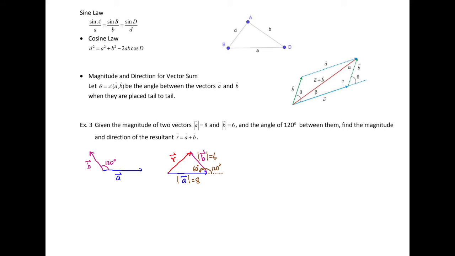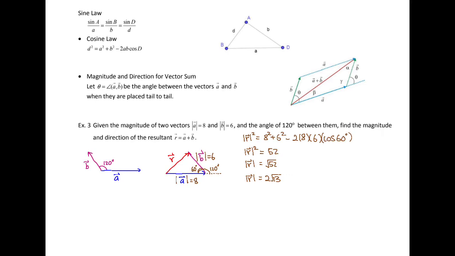And since we know 2 sides and 1 angle, we can use cosine law to find the magnitude of the vector R. So we know vector R magnitude squared equals 8 squared plus 6 squared minus 2 times 8 times 6 times cosine 60. And we're going to have R squared equals 52. Take the square root on both sides, so we know the magnitude of vector R equals square root of 52, which can be reduced down to 2 square root of 13. Now we have the magnitude.